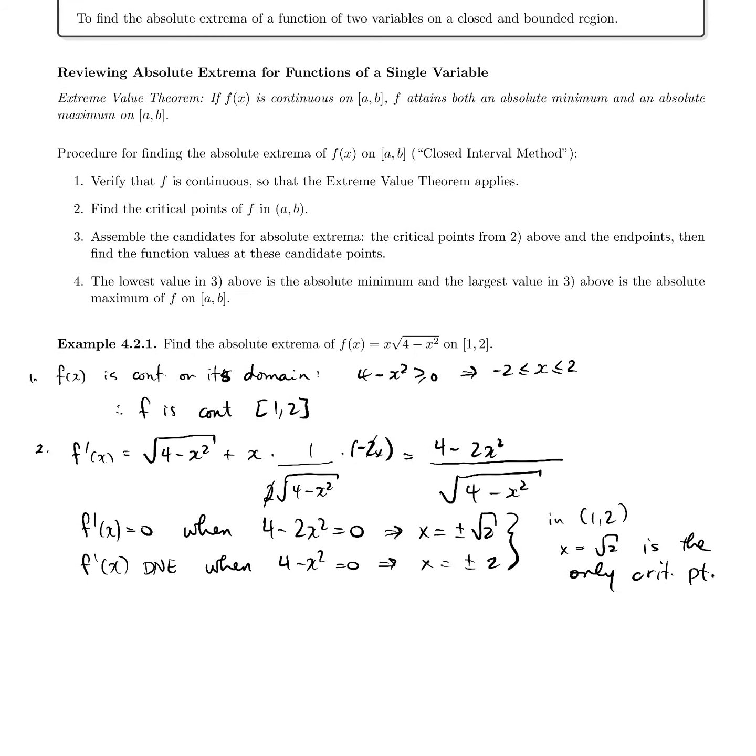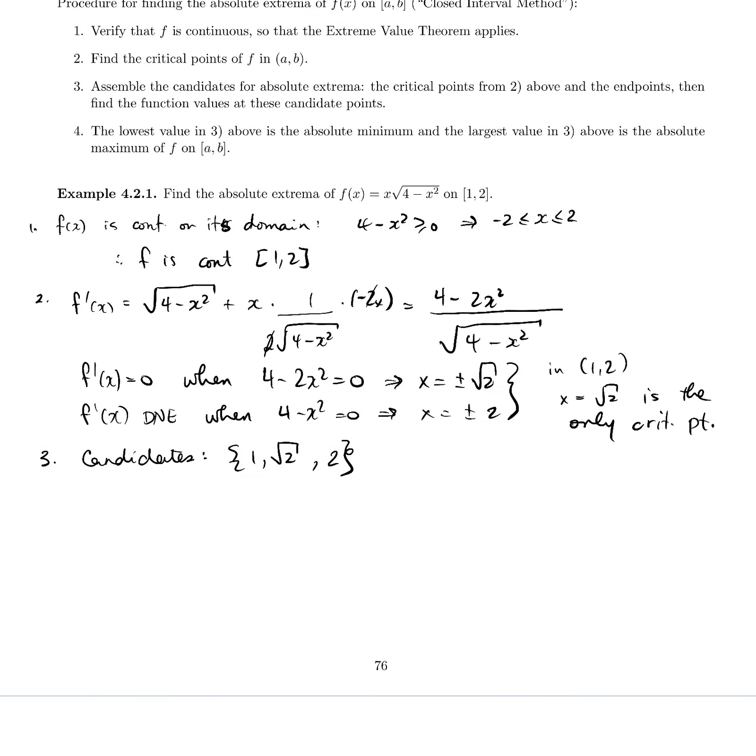Step 3, we're going to assemble the candidates for extrema. The candidates are the 2 endpoints, 1 and 2, and the critical point that we found in the interior. So 1, root 2, and 2. We now, in step 4, evaluate these and find the min and the max. So we're looking at x as 1, root 2, and 2, and we're looking to evaluate f of x.